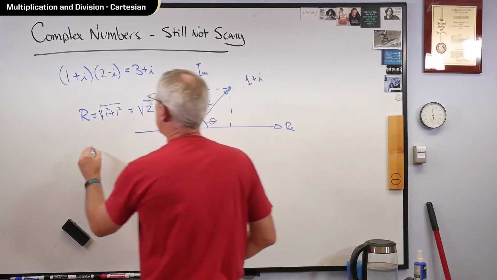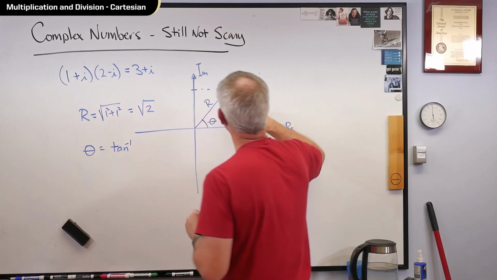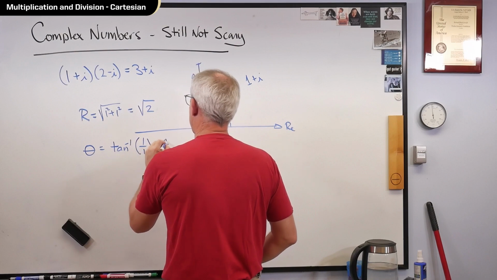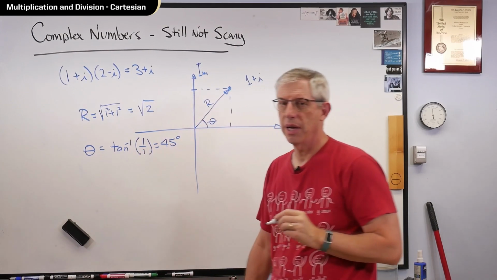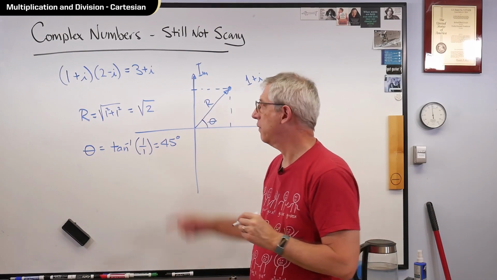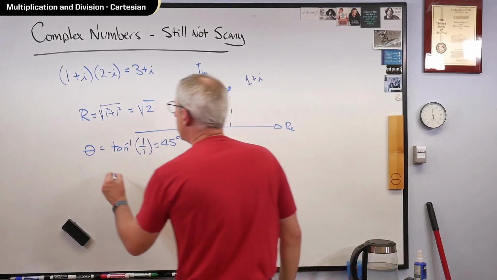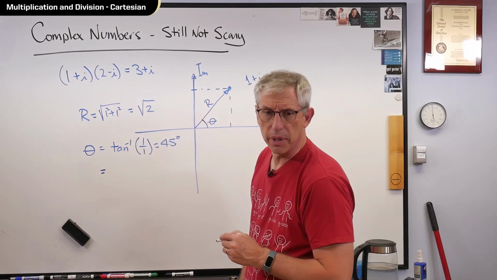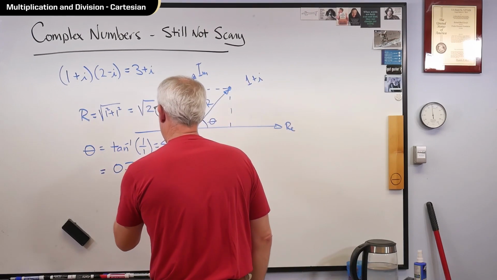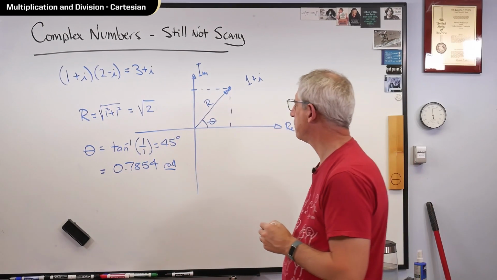Well, what's theta? That's the inverse tangent of that divided by that. Okay, that's 1 over 1. No problem there. That's 45 degrees, fair enough. But we're never going to write this as 45 degrees when we're working with functions like this, because that's not a natural unit of angle. We want to write this in radians. So it also turns out to be 0.7854 radians. That should be pi over 4.